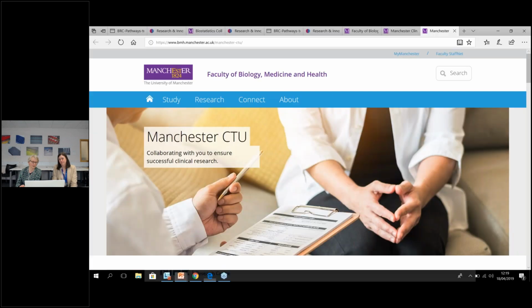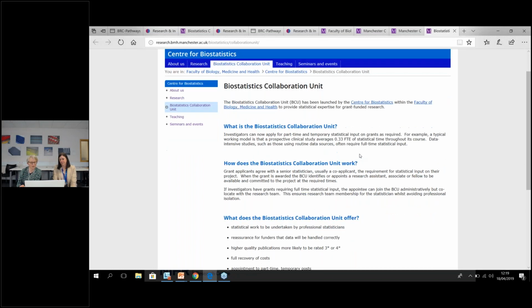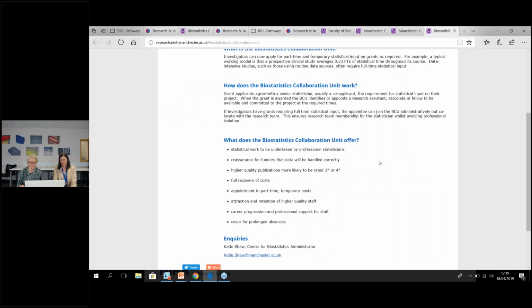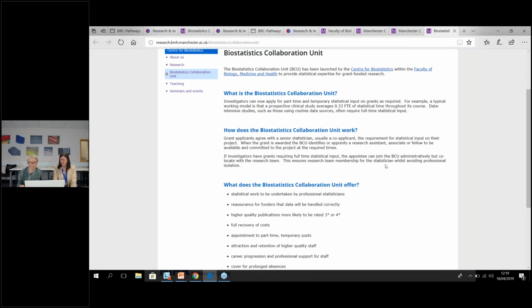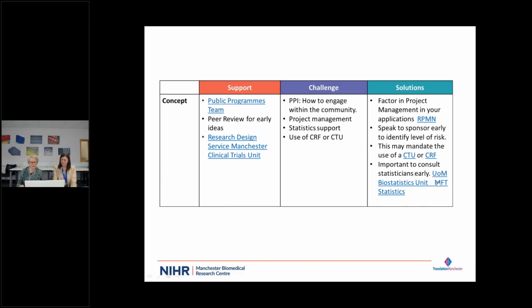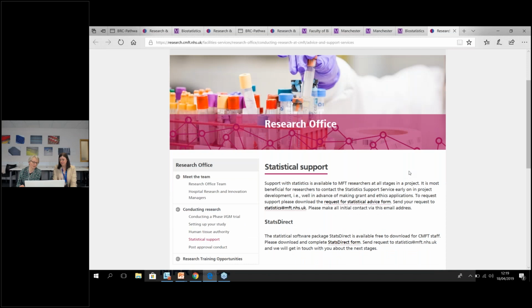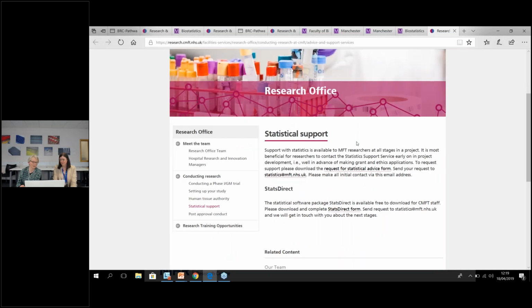One is the University of Manchester Biostatistics Collaboration Unit, which is part of the Centre for Biostatistics. And they are there to provide statistical expertise for grant-funded research. So you contact them and they advise on costing funding and whether they can help with your grant. And the other one is at Manchester University Trust, again, the statistical support offered by the research office. And if you click on that link, it takes you to the page, you fill in a form, and then they get back to you with their thoughts.